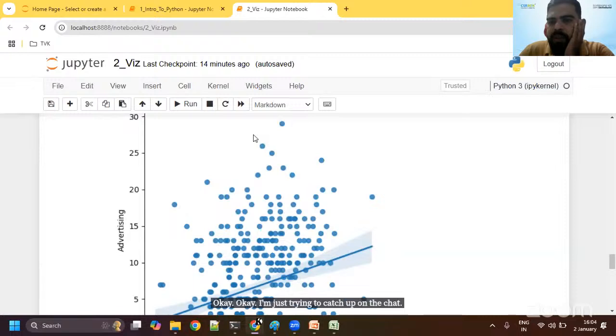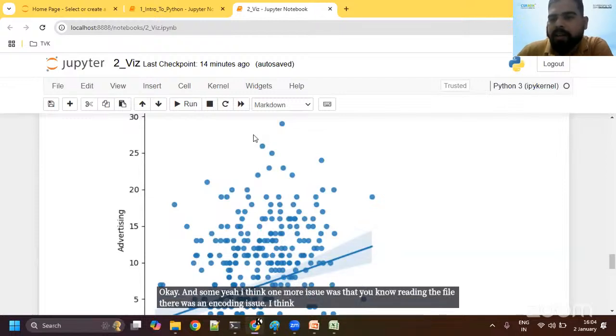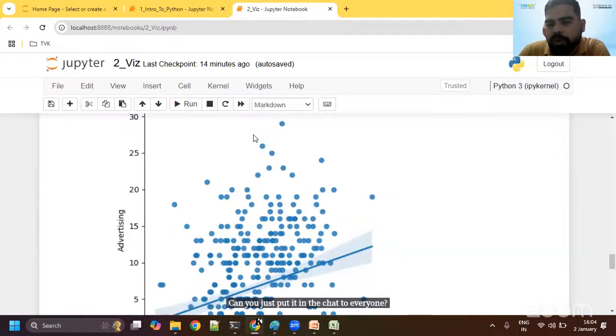I'm just trying to catch up on the chat. I think one more issue was that, reading the file, there was an encoding issue. I think you can use Latin. We had shared it in the chat also, right, to read the file. People who have written that reading part with encoding equal to Latin 1 or Unicode, can you put it in the chat for everyone? It would be helpful for everyone.